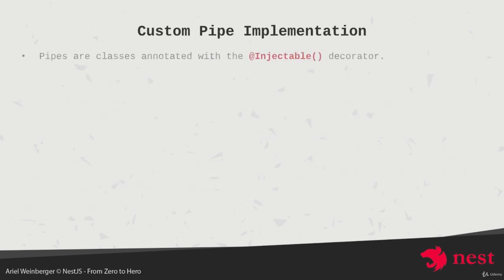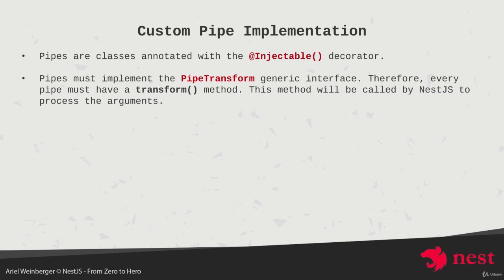Custom pipe implementation. So pipes are classes annotated with the Injectable decorator. Pipes must implement the PipeTransform generic interface. Therefore, every pipe must have a transform method, and this method will be called by NestJS to process the arguments.